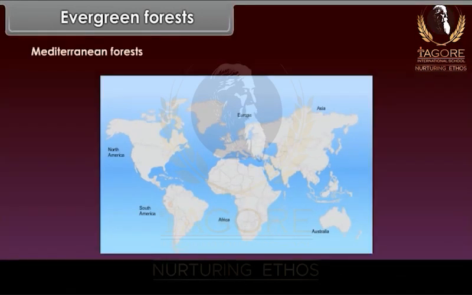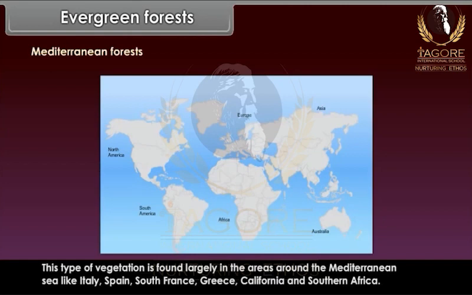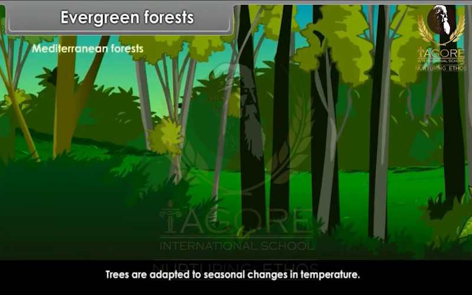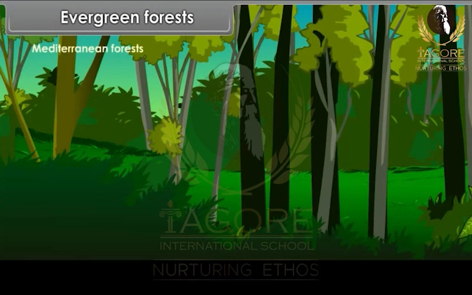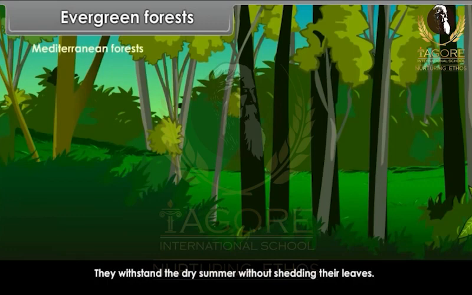Mediterranean forests. This type of vegetation is found largely in the areas around the Mediterranean Sea, like Italy, Spain, South France, Greece, California and southern Africa. Trees are adapted to seasonal changes in temperature. They withstand the dry summer without shedding their leaves.